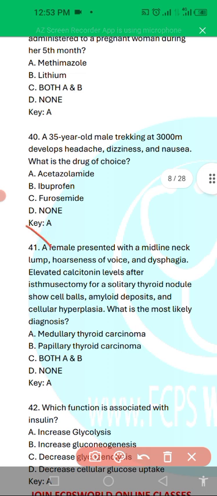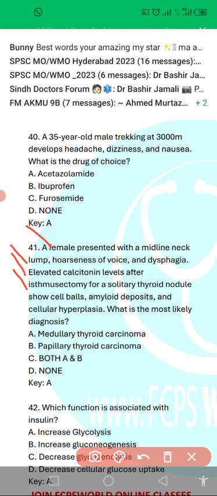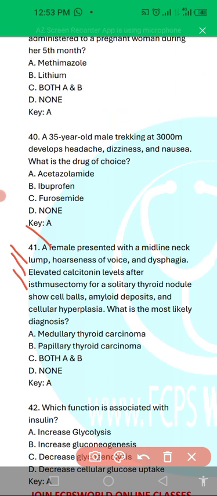Another one is a female patient who presents with a midline neck lump, hoarseness of voice, dysphagia. Calcitonin level is elevated. Thyroidectomy shows a solitary thyroid nodule, cell balls, amyloid deposits, and cellular hyperplasia. The most likely diagnosis is medullary thyroid carcinoma.